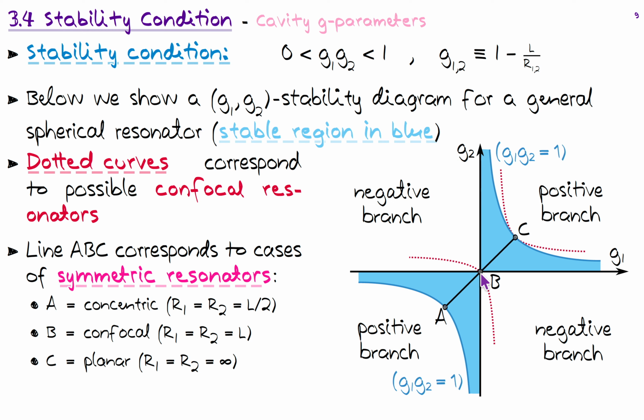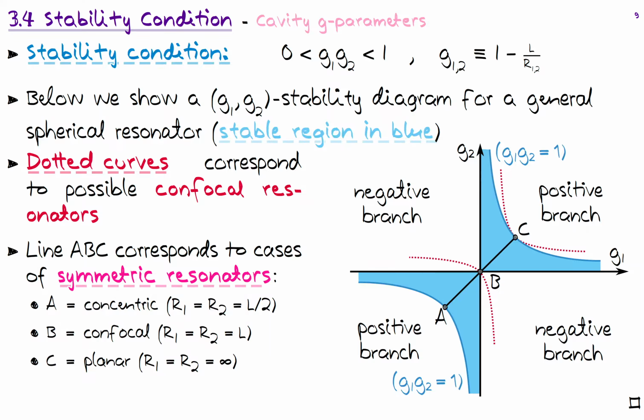And in case you're wondering, this might be confusing, maybe we should just look at this confocal scenario here. It looks to be at the origin, but please remember these are the G1 and G2 parameters. So plugging R1 equals L and R2 equals L into the definition, we have 1 minus L over L, which is 1 minus unity, equals 0. So that's where we have this confocal case at the origin of the G1, G2 axes. So don't get confused that there's a mistake in these slides. For now, there isn't. So this is basically the approach for how we can calculate the stability condition.